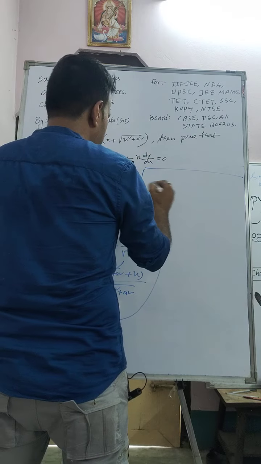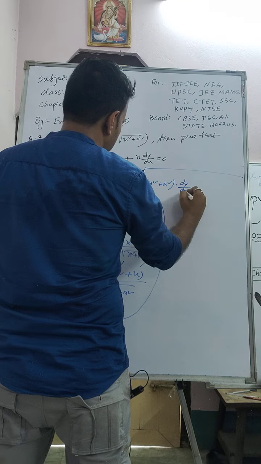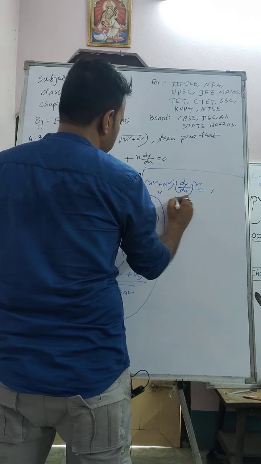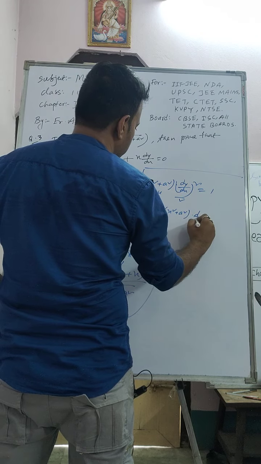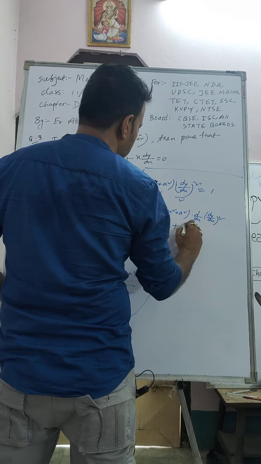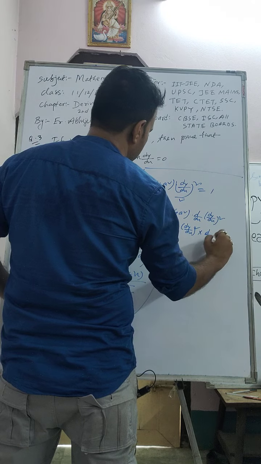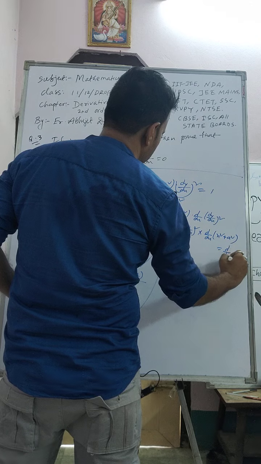If I take in the left side, it will become x square plus y square (dy/dx) whole square equal to 1. Now this one is u and this one is v, so x square plus y square, this will be dy/dx, and (dy/dx) whole square into x square plus y square equal to d by dx of 1.